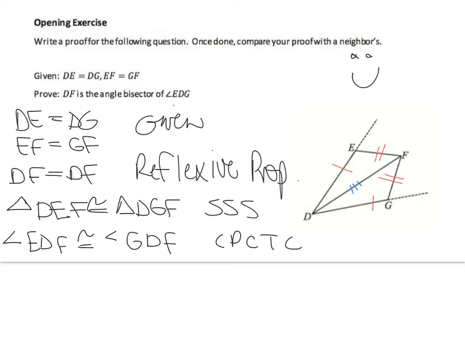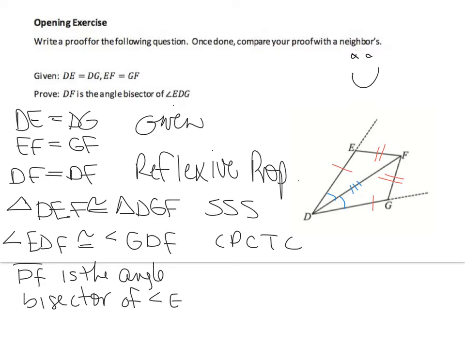Now let's go ahead and mark that. Once we know those angles are congruent, we can say that segment DF is the angle bisector, because an angle bisector cuts one bigger angle into two equal pieces. And we know that those are two equal pieces. And the reason there is definition of angle bisector.